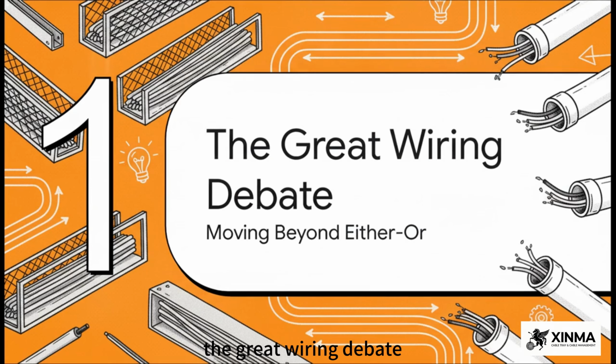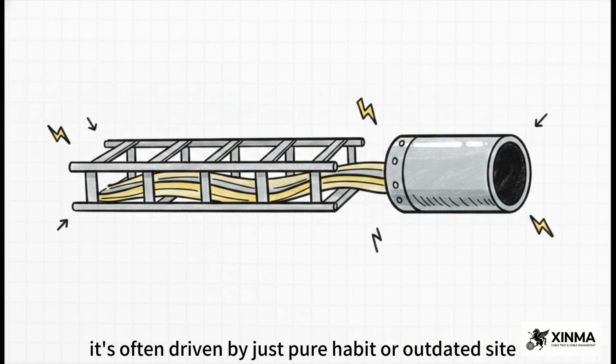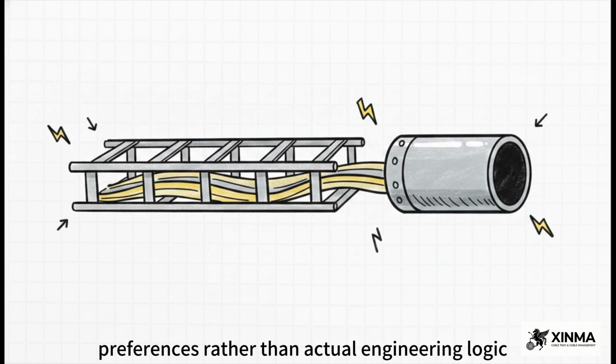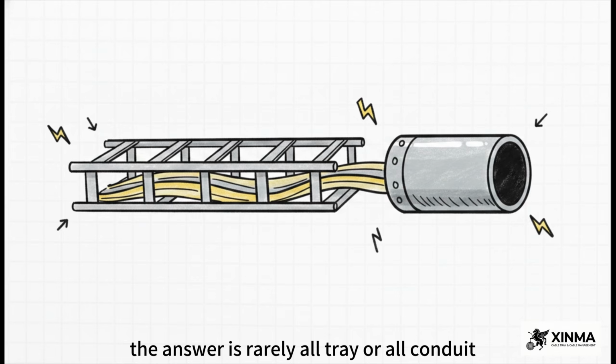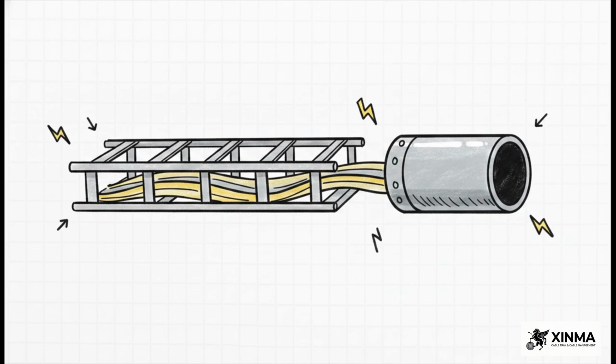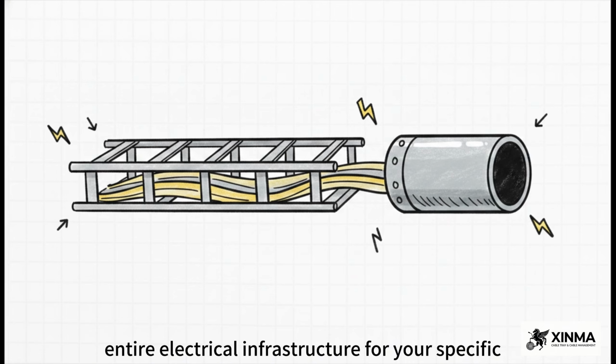So, Section 1, the great wiring debate, moving beyond that old either-or mentality. You know, for decades now, there's been this constant friction between using tray versus conduit. And let's be honest, it's often driven by pure habit or outdated site preferences rather than actual engineering logic. But here's the thing. The answer is rarely all tray or all conduit, because they solve completely different problems. The ultimate solution is a hybrid system. It's about putting each system exactly where it performs best. By doing this, you aren't compromising at all. You're actually maximizing the strengths of your entire electrical infrastructure for your specific build.